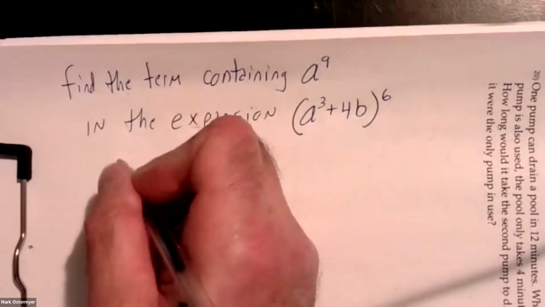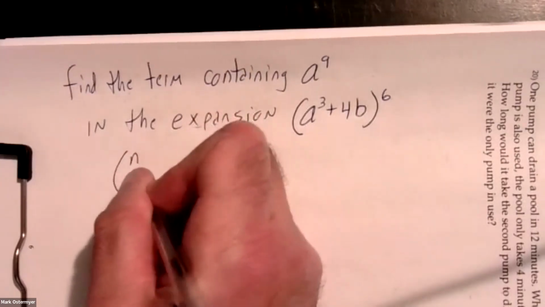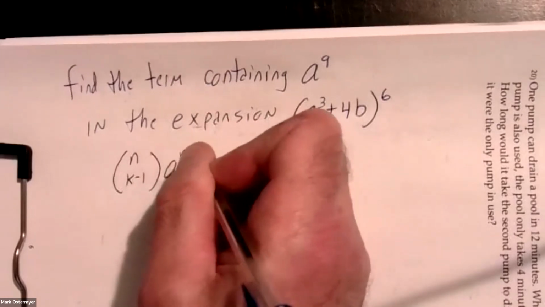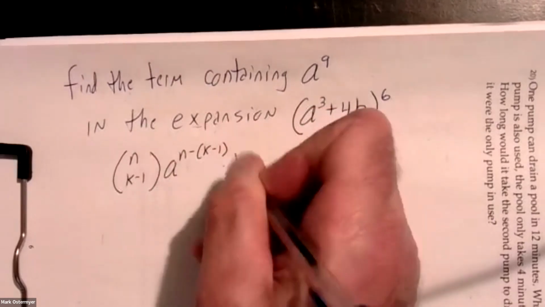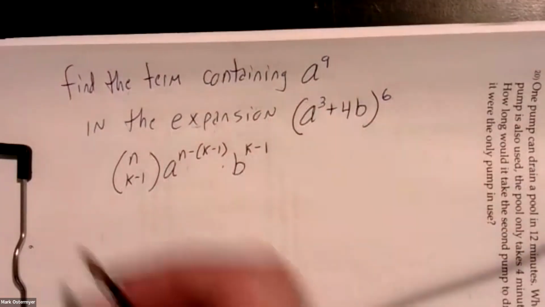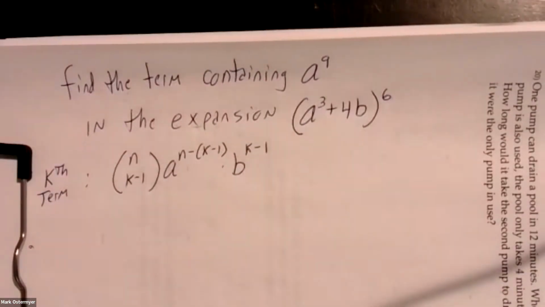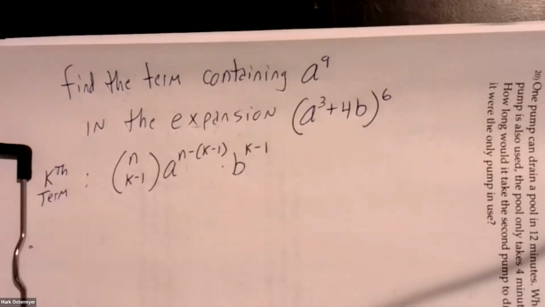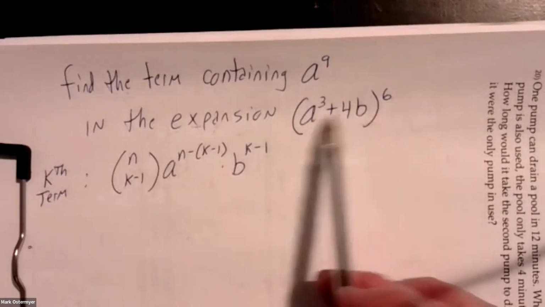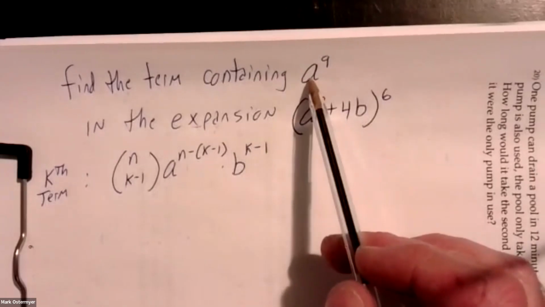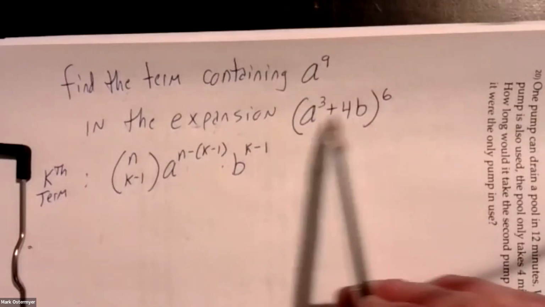Well, to the rescue is our formula, n in combination with k minus 1 times a raised to the n minus quantity k minus 1 power times b raised to the k minus 1 power. This will give us, of course, the kth term of any binomial expansion. How can we make this formula work to help us with our situation? What term am I going to be interested in, the first or the second term, if I'm interested in determining which term has a to the 9th in it?